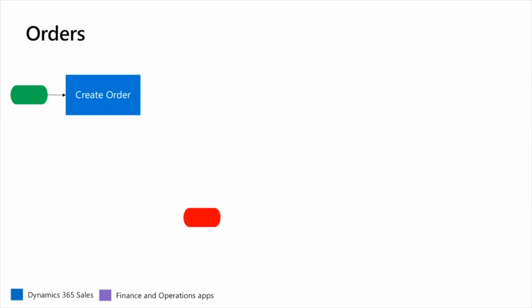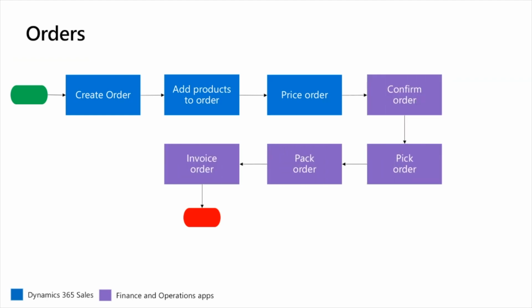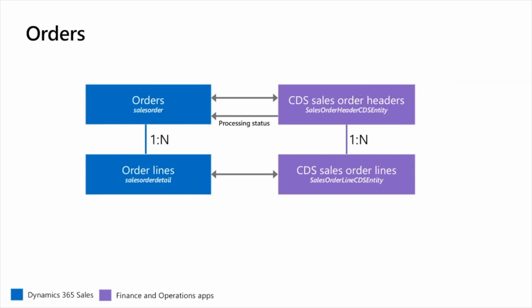From an order perspective, whether the order is being created from a quote or it's being created as a new order in sales, it starts off much the same as the quotation process, in that we're creating the order, adding products to the order, and we're going to price the order. Really from that point on, once the order has been set up, confirmation, picking, packing, and invoicing is going to happen in supply chain management. So the data model for orders is much the same as the quotation: header, lines, and bidirectional sync.